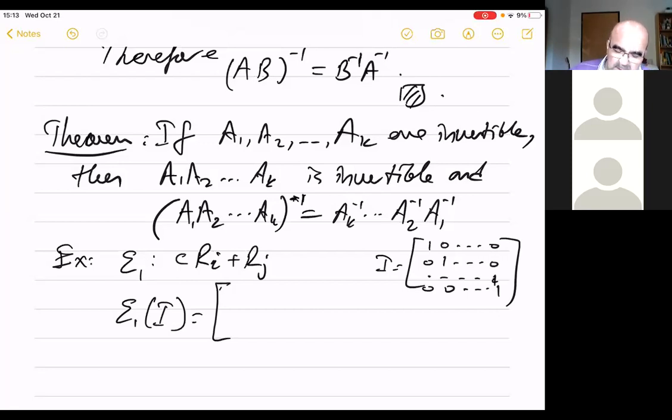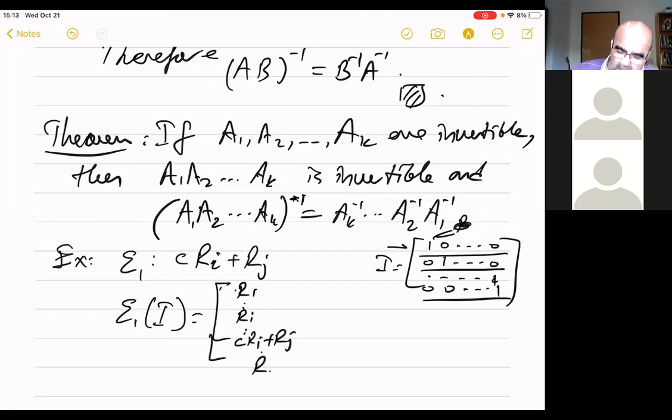So let's say this is row 1, row 2, and the nth row. The result is row 1, row i, and C times row i plus row j, in place of the jth row. This is, let's say, an n by n matrix.